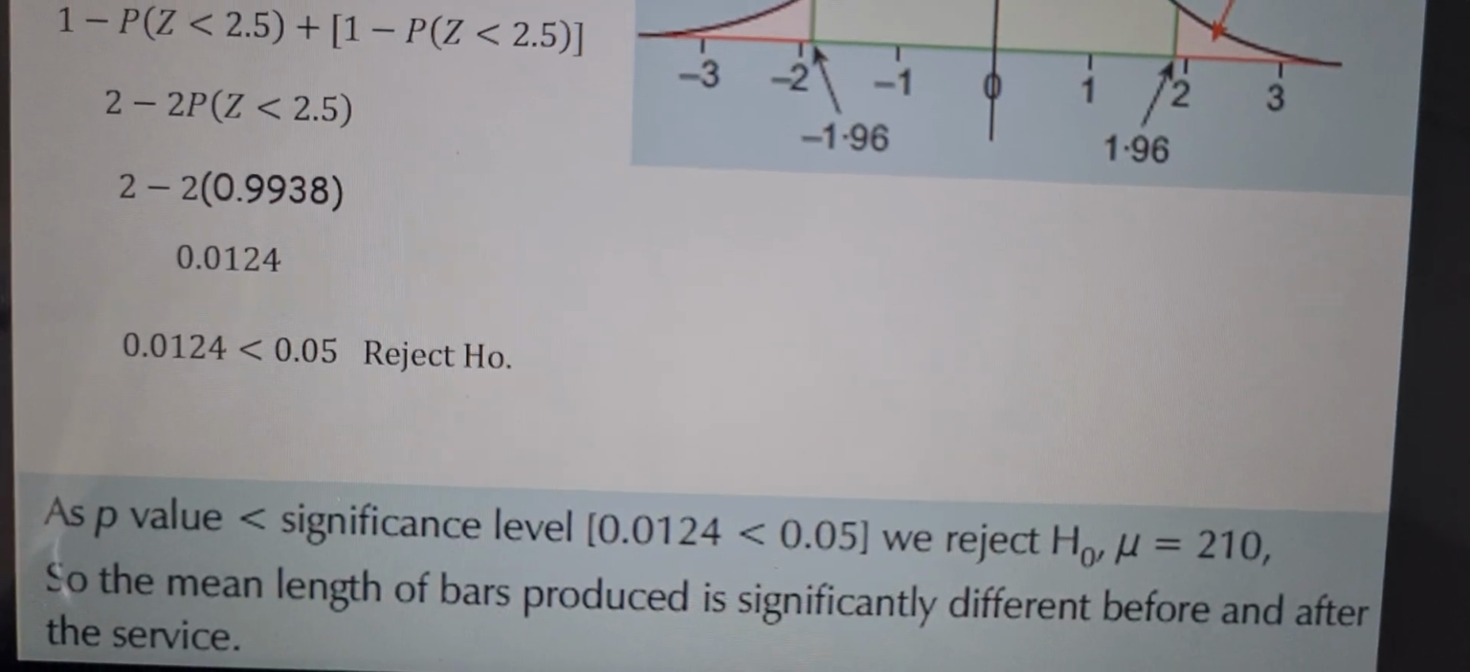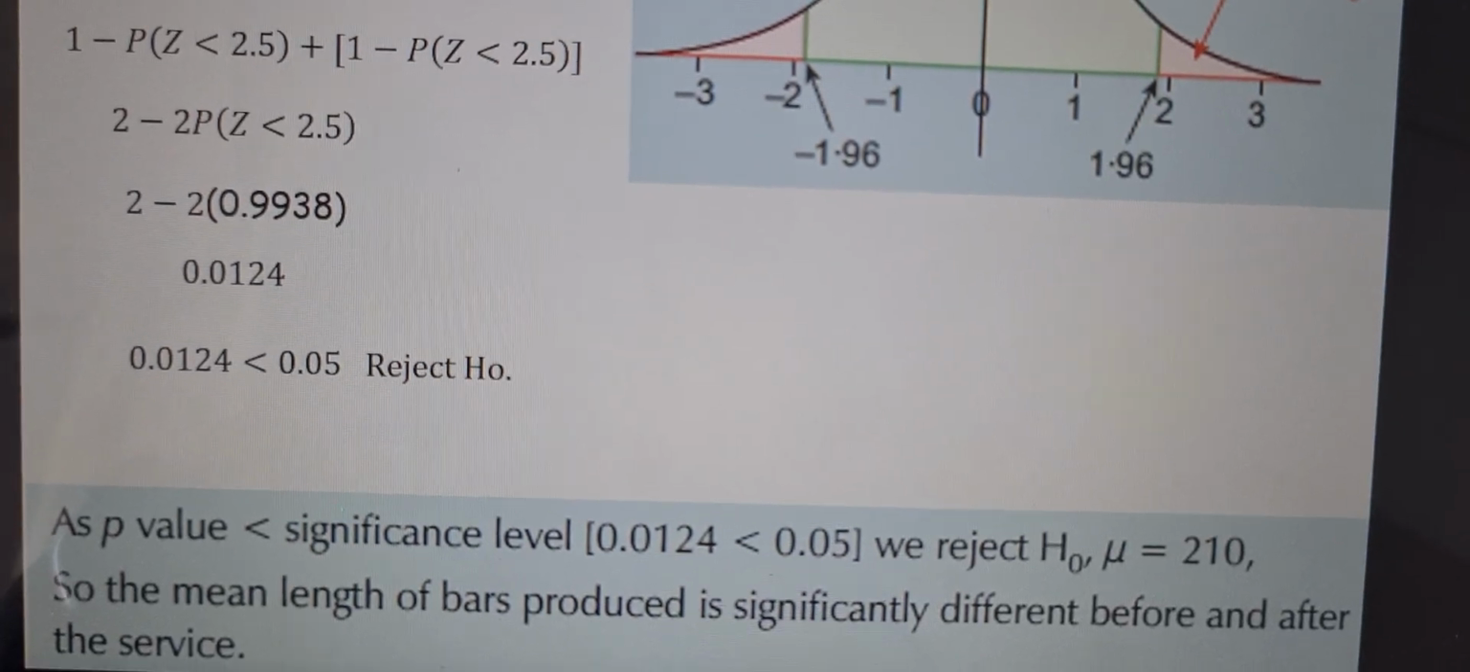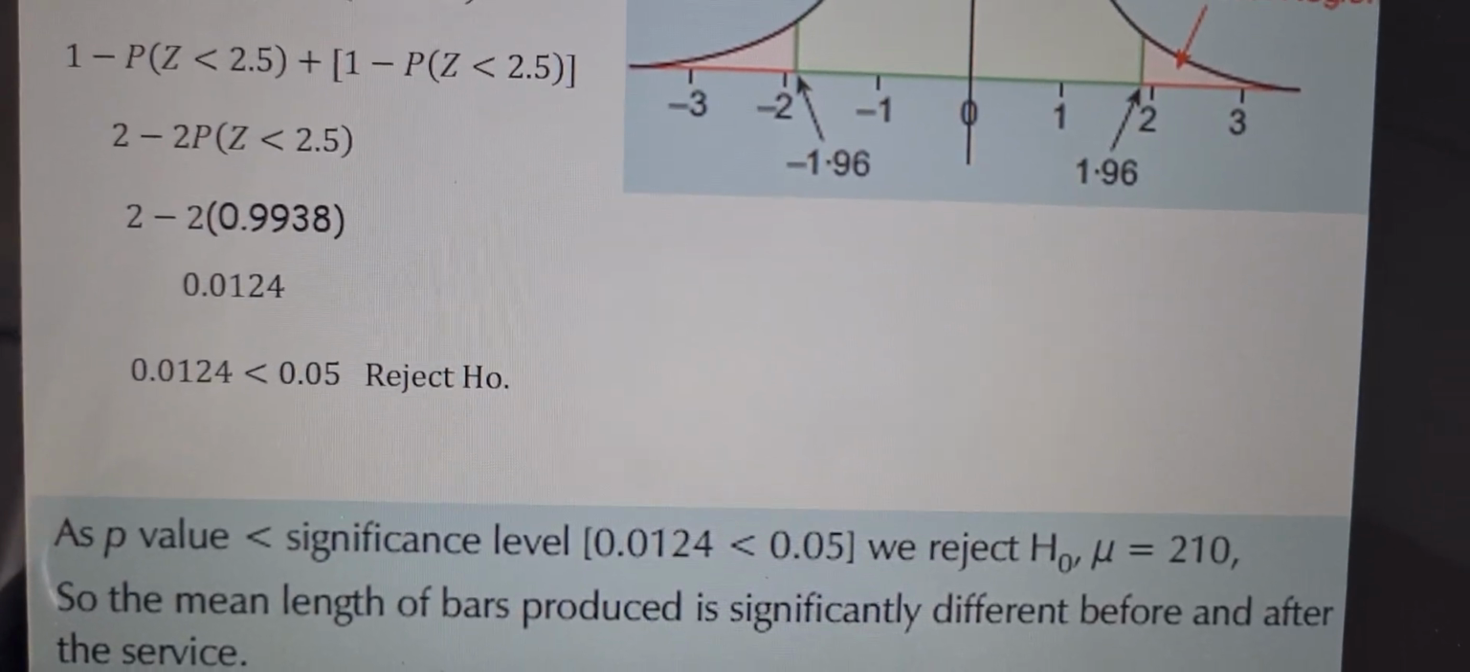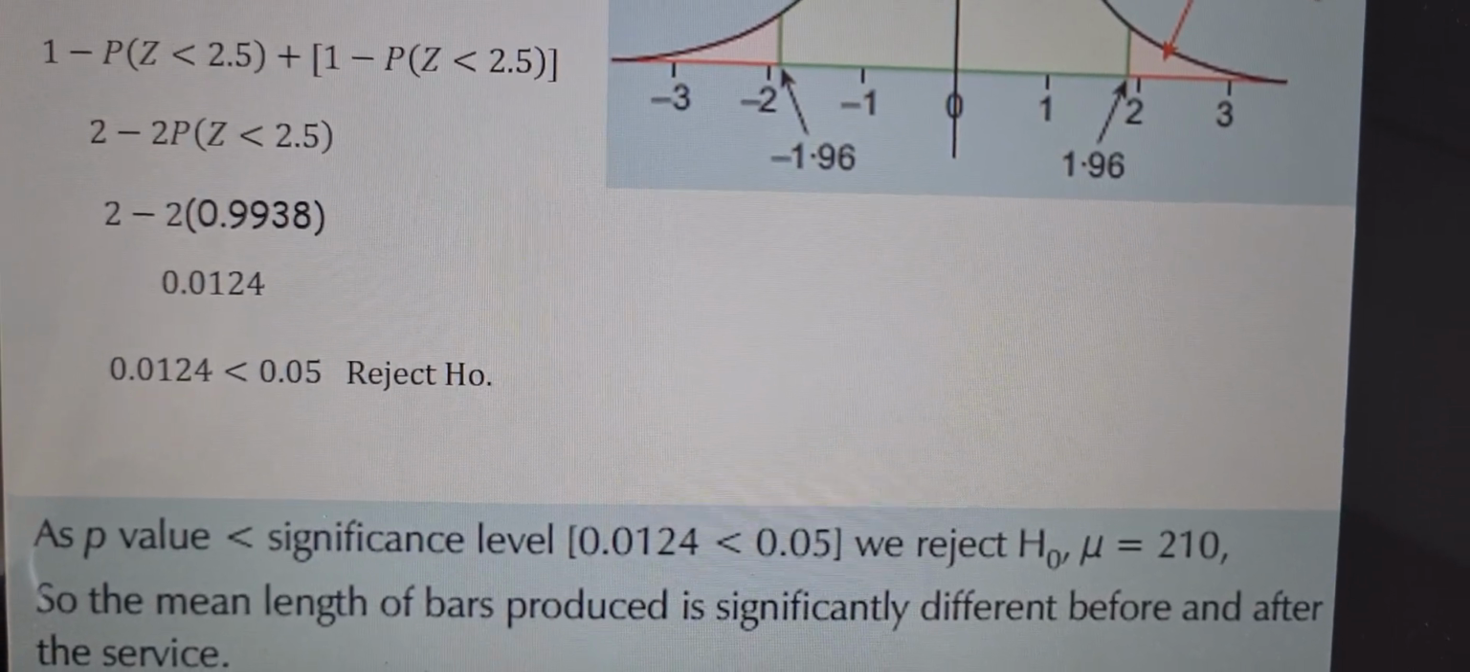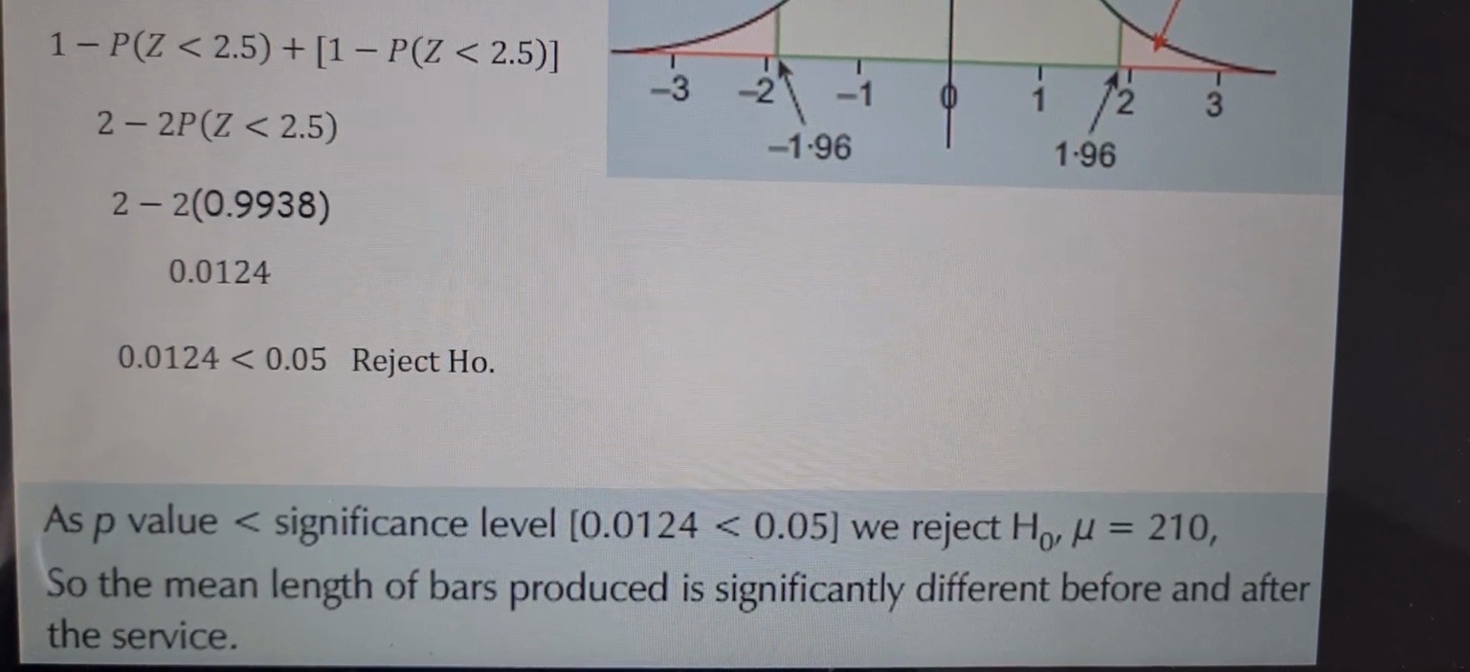So it says, what can you interpret from this? So as the p-value is less than the 5% significance level, we reject H0. So the mean length of the bars produced is significantly different from previous.